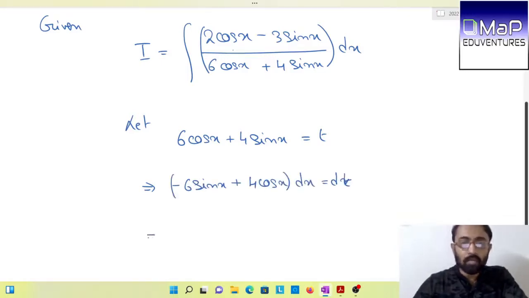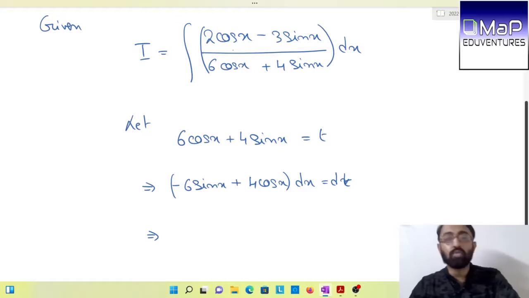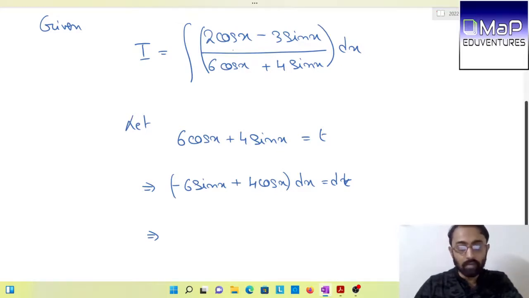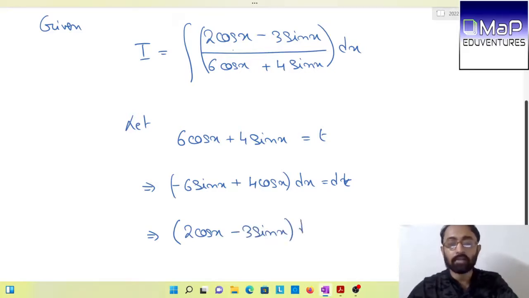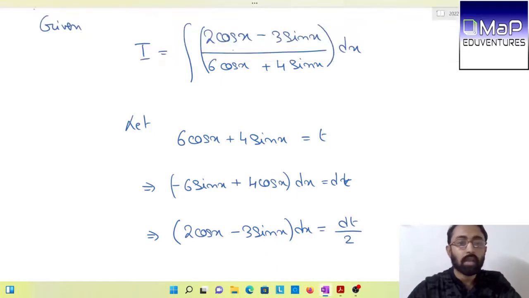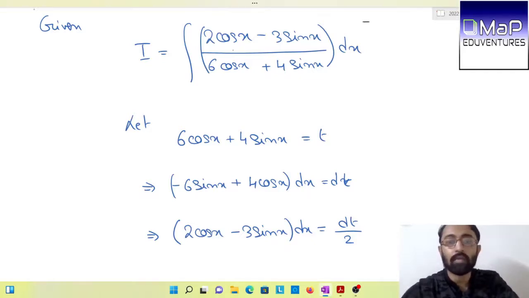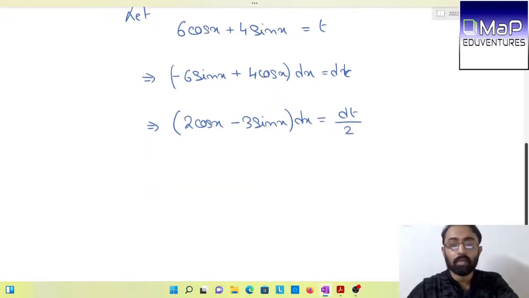Now remember, if you take 2 common on the left hand side and then send it to the right hand side, but the main part is, if I take 2 common, then we will have how much? We will have 2 cos x minus 3 sin x dx, and the 2 that we took common goes to the right hand side. So what happened? Observe, we have exactly the same numerator. Then we replace it.